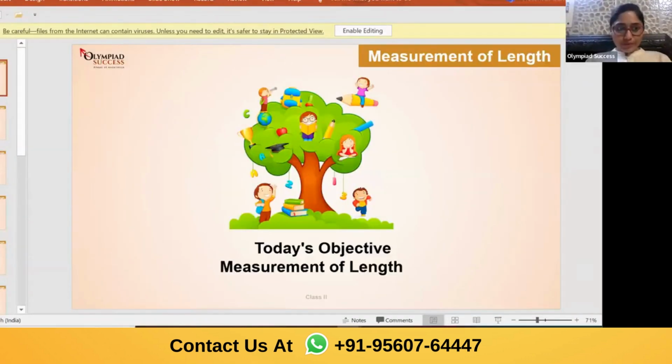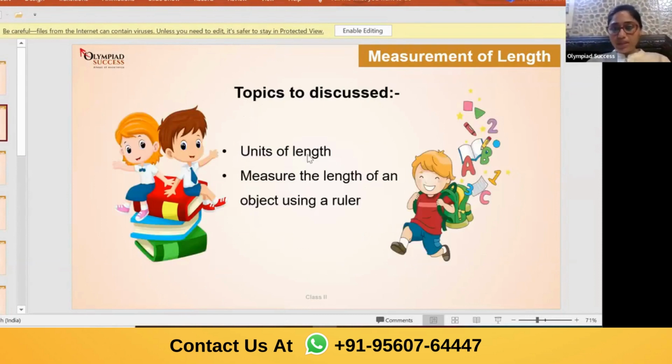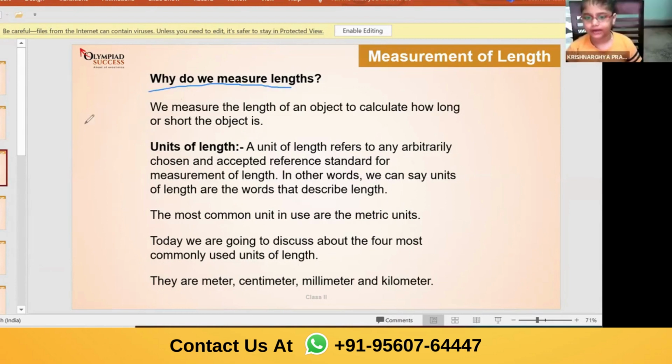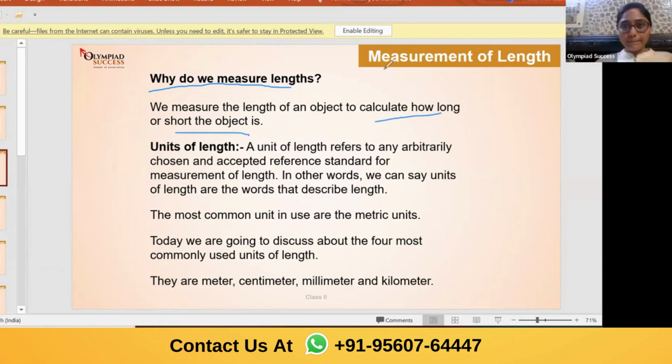Measurement of length. See, for unit of length, we can measure our things with a ruler, as we did. How do we measure length? Krishna, would you like to read? Yes, ma'am. Why do we measure lengths? We measure the length of an object to calculate how long or short the object is. Thank you.